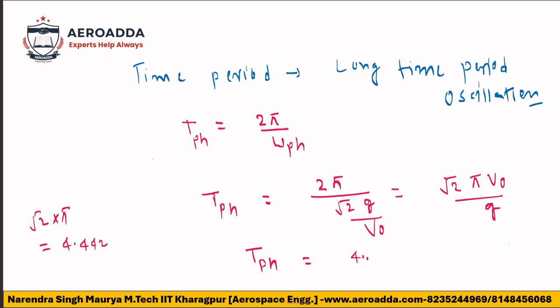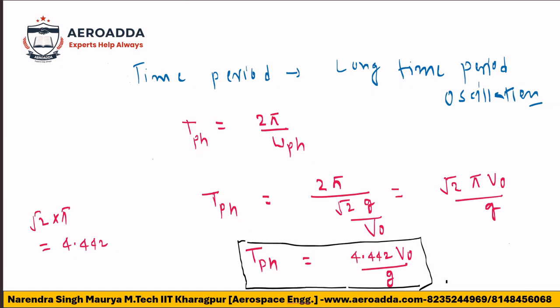Okay, 4.442 is very, very important there. And I don't know why, but this time my intuition is that they are going to ask questions from this. These two formulas you need to remember, time period and natural frequency, so you will be able to solve the question. Okay?